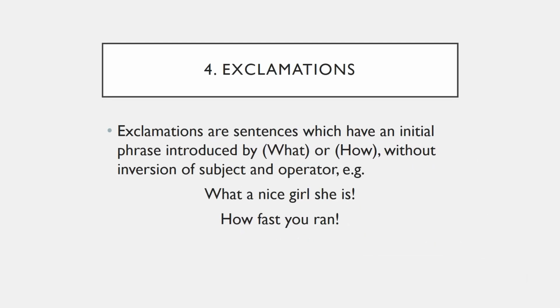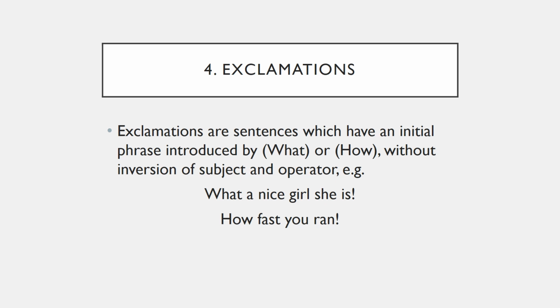Finally, we have exclamations. The last form of the sentences in English is called exclamations. Exclamations are sentences which have an initial phrase introduced by what or how, without inversion of subject and operator. So these sentences that we call exclamations, again, are going to start with WH words. Mainly, we have only two WH words, what and how. And here we are not asking, we are showing surprise.